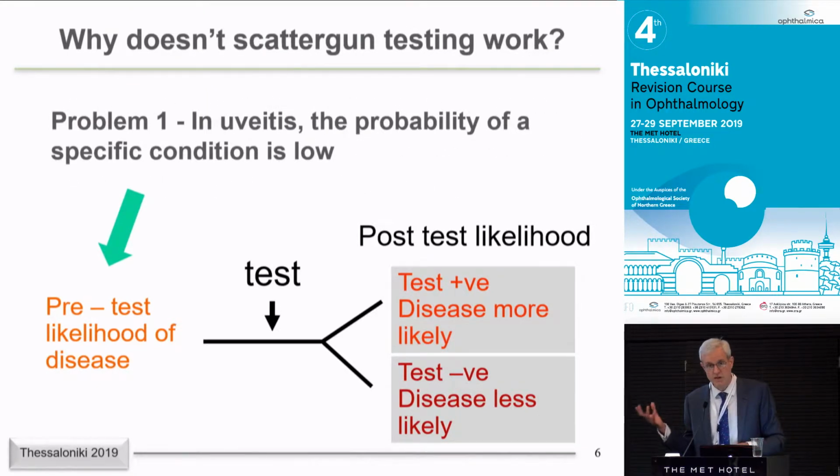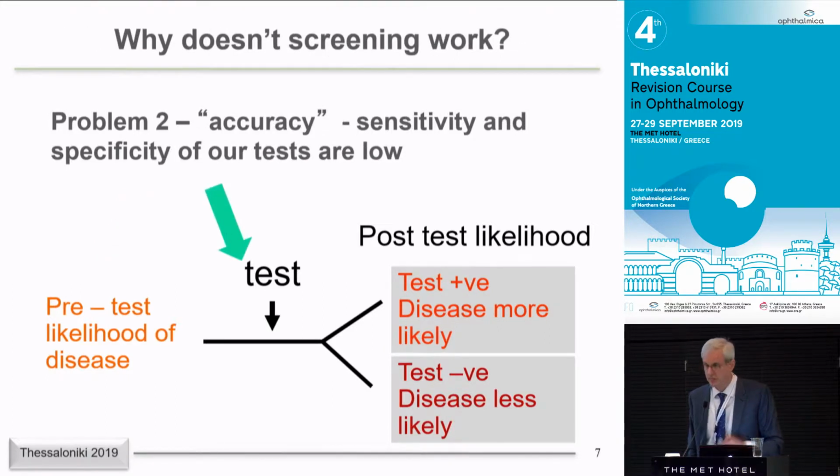This is one of the reasons why just firing millions of tests at our patients doesn't really work: the actual probability of each condition in uveitis is quite low. They're all quite rare. It might go up and down a little bit, but that's problem number one, that the pretest probability of a specific uveitis condition is quite low. Problem number two is that most of our tests are not very good. There are a few exceptions, and I'll talk about those, but often they have some sensitivity and specificity, which is useful, but they're by no means 100%. So most of our tests are not as good as we'd like to think.